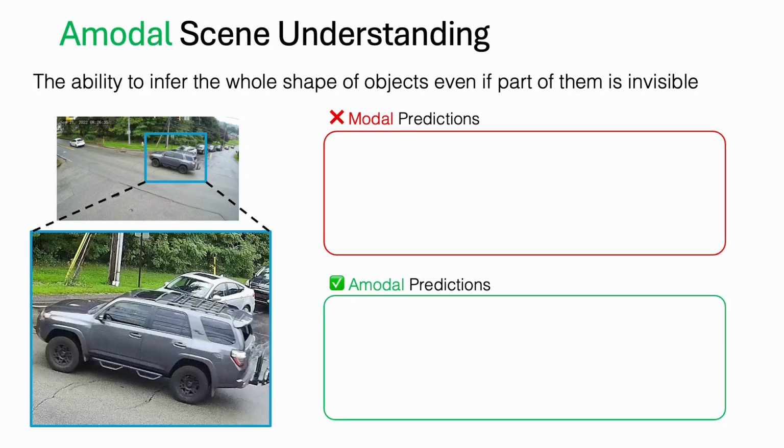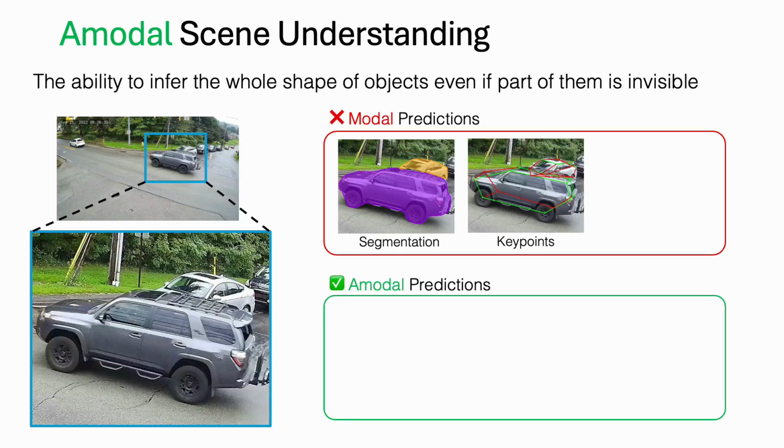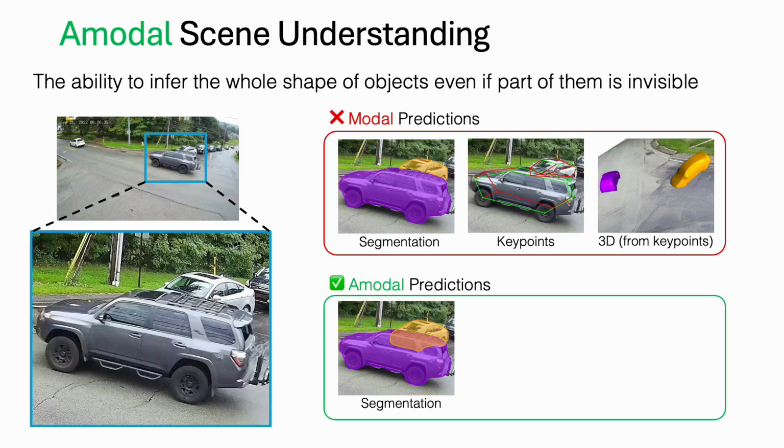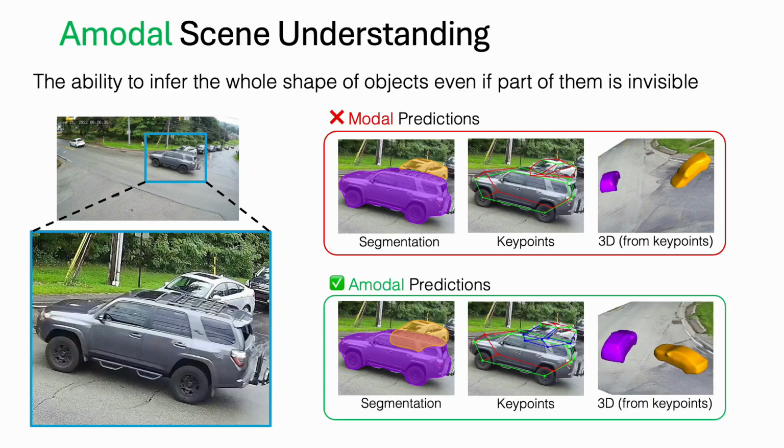First, let's look at modal predictions. For segmentation, only the visible part of the car behind is being detected. For key points, if you predict wrong key points for the occluded part and you fit a model to these key points, the 3D is incorrect. In contrast, amodal means identifying the entire car, including the hindered part. The same goes for key points. And with accurate amodal key points, you get accurate 3D predictions.